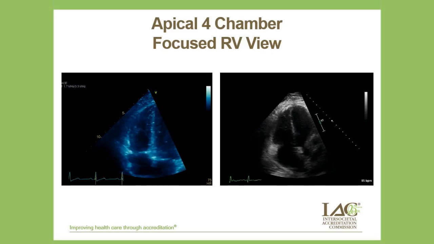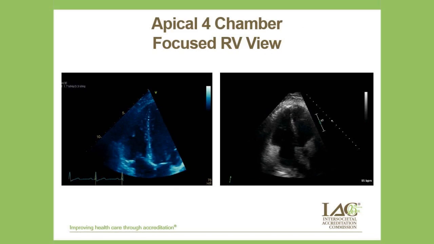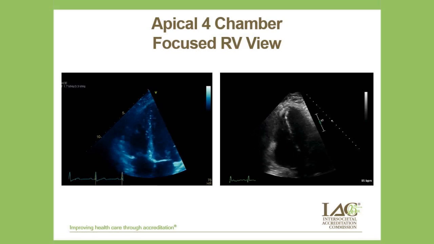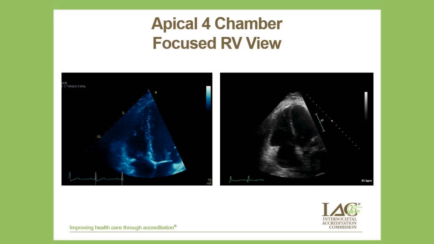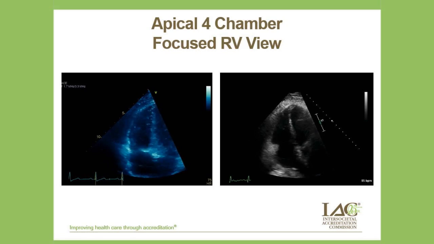Okay, so here's just a couple examples of a focused right ventricular view from the apical 4-chamber view. You can see how we could easily assess the right ventricle here all the way from the base to the apex. We can see the right ventricular free wall there. We can make measurements of the right ventricle from this approach. And do a number of measurements from here as well.